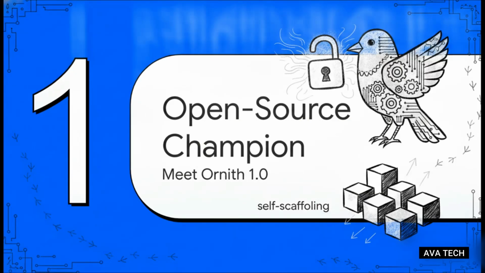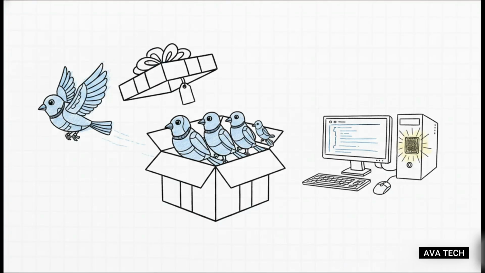All right, Section 1, a new open source champion. Let's officially meet ORNITH 1.0. So, ORNITH 1.0 comes fresh out of the oven, released in June 2026 by a research team called Deep Reinforce. This is an open source model family built specifically for agentic coding. That means it's designed from the ground up to operate like an AI agent that can autonomously work through complex coding tasks.